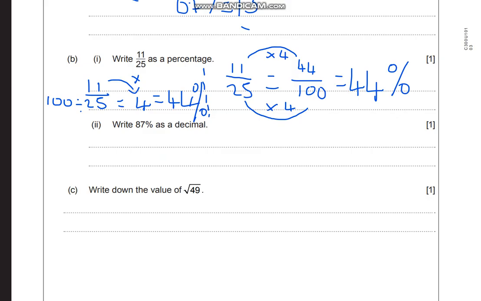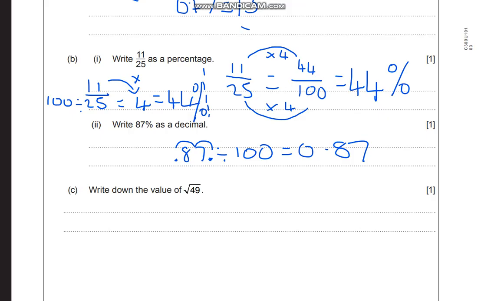So the next one, 87% as a decimal. So to go from a percentage to a decimal, we have to divide by 100. So we have to do 87 divided by 100. Now again, we can imagine our decimal place at the end of 87, and dividing by 100, we move it 2 places to the left, to here. So 87 divided by 100 is 0.87.